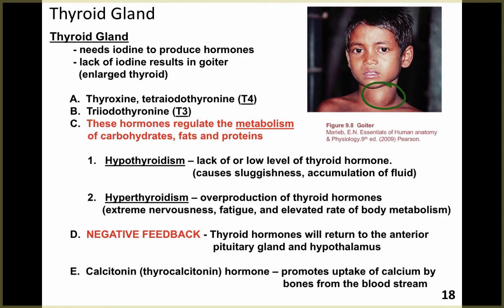Calcitonin hormone is also released from the thyroid gland, and it helps to promote uptake of calcium by the bones from the bloodstream.